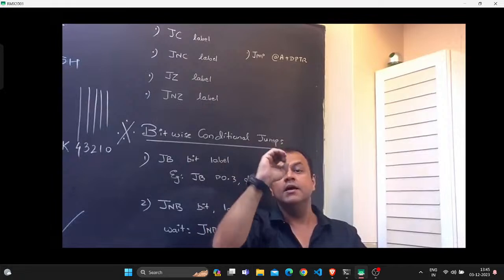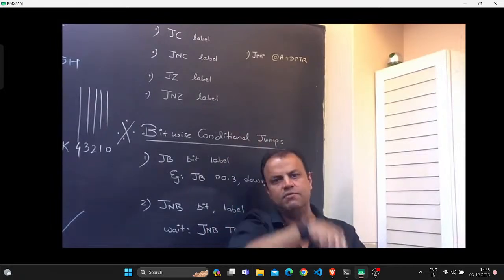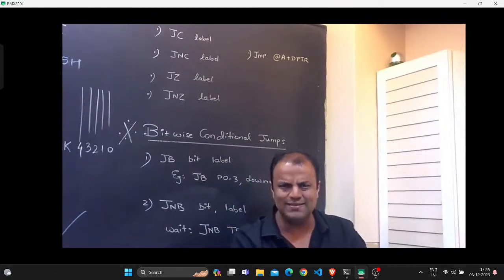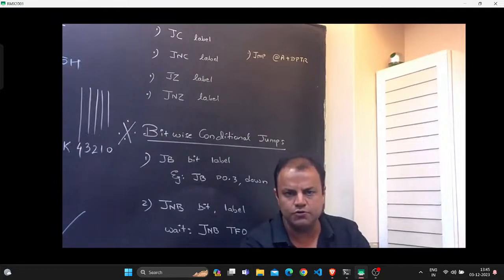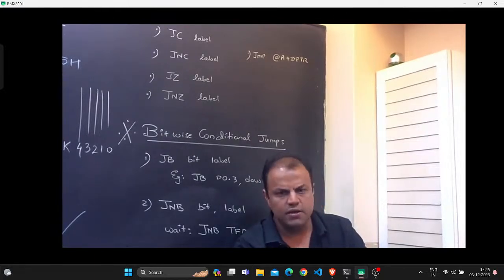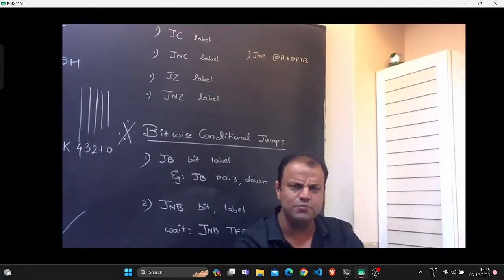JNC will again check the carry flag. Jump if no carry. No carry means if the carry flag is 0, it will take a jump, otherwise we'll go to the next location. That's very simple. After this, we'll be doing programming videos. You'll be seeing programs of add. You will see this instruction. Definitely not just add, you'll see it in quite a few more programs also.